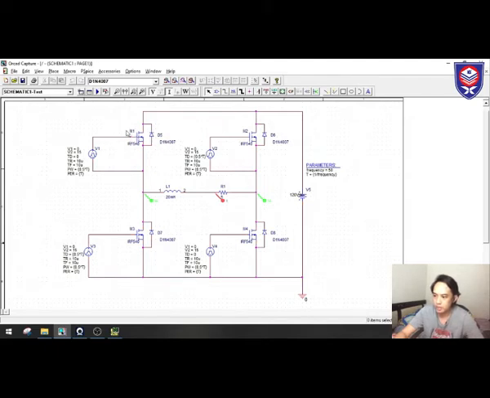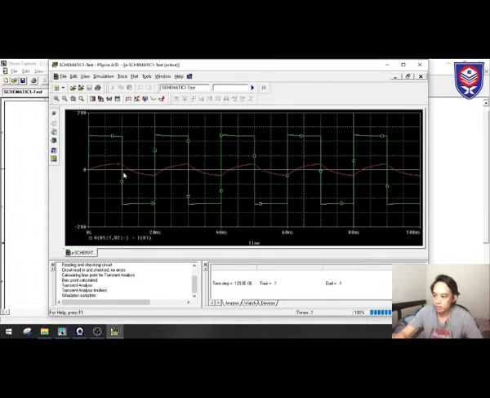So when the M1 and M4 transistors are on, the other two transistors will be closed. So it will create a positive and negative square waveform. For the current waveform, this is the resistive current waveform we can see. So for the resistive load, the current waveform follows the voltage waveform. If the voltage waveform is positive, the resistive current will become positive too.